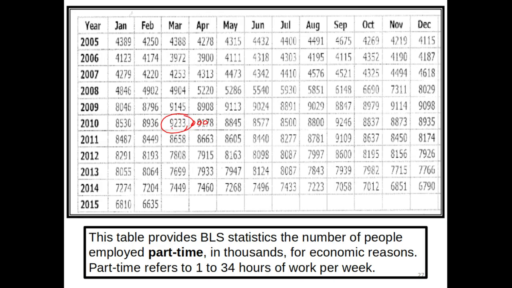This shows the data of part-time workers for economic reasons, meaning they were forced to take fewer hours and work part-time and not full-time because of what was happening in the economy. And you can definitely see these numbers go way up in the midst of the Great Recession. And then after that, they start to go back down. We are going to see these numbers go back up in the following months.